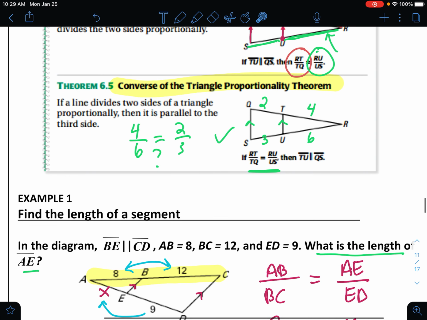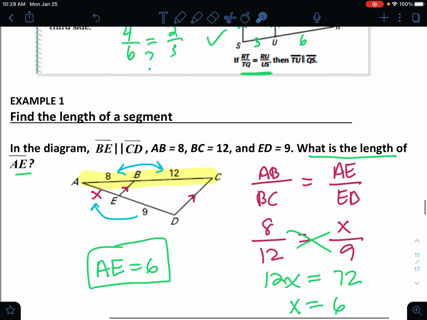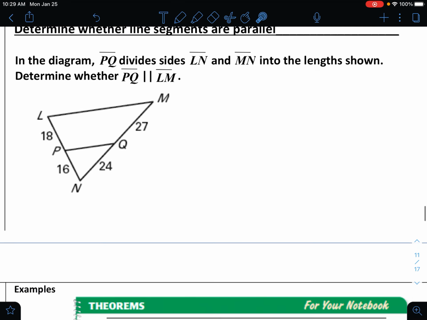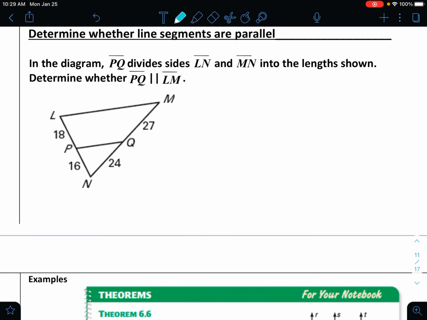Okay, let's do the converse up here. I'm going to double check something like this. Since I am given all 4 numbers, do they create a proportion? So let's test it. Let me color code. If I do LP over PN, 18 over 16, is that proportional to MQ over QN? Is that equal to 27 over 24?